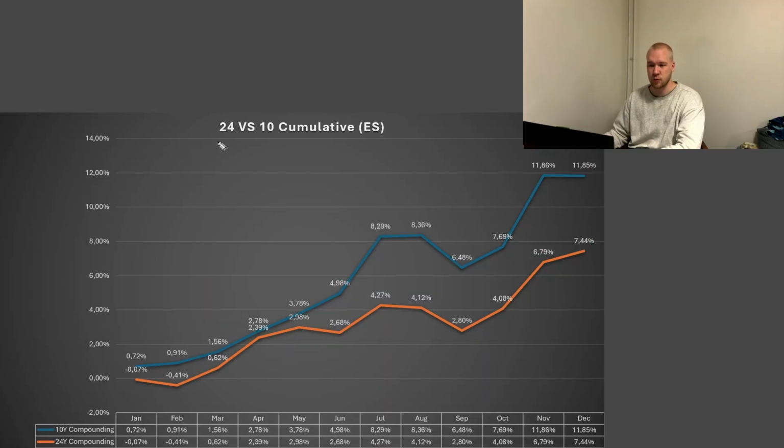Here we have the 24 versus 10-year cumulative graph, and the only difference really here is the gain or the returns have gone up in the past 10 years. And again, not really all that useful for day traders, but if you're an investor, then obviously it is very useful information, but you can't really interpret what's happening month to month based on these cumulative graphs. So that's why we're looking at the monthly averages separately.